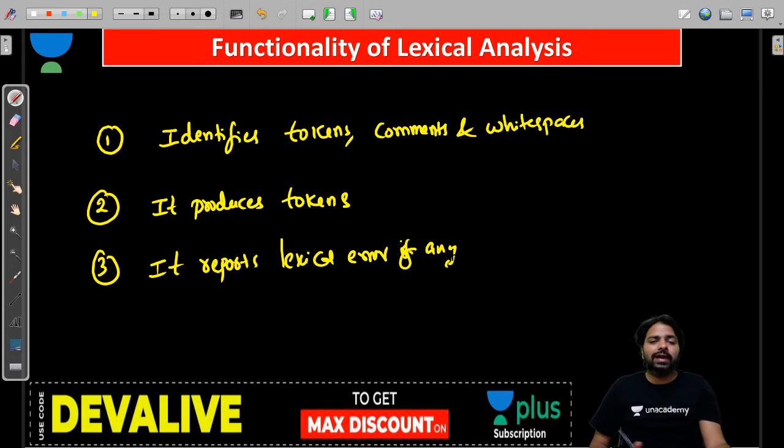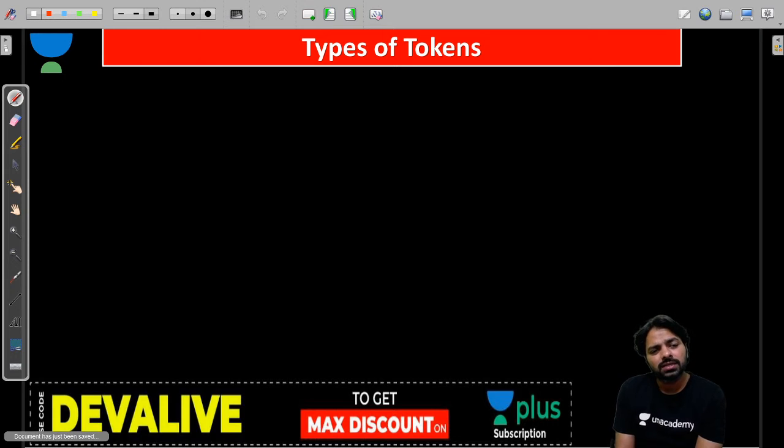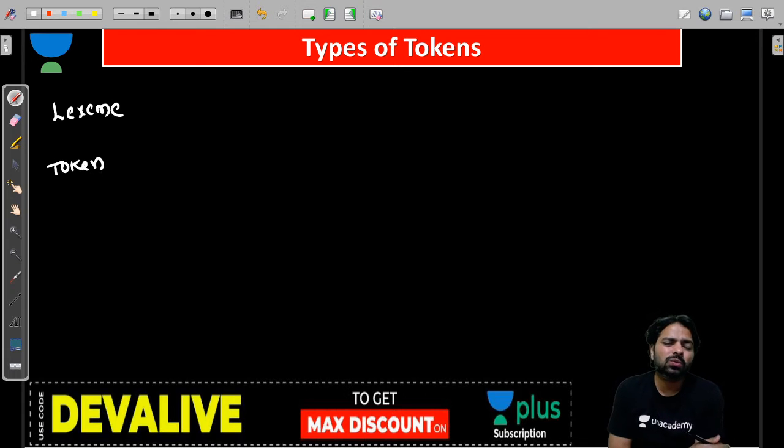Okay, let's move on. What is a token? What types of tokens are there? And first, you should know what a lexeme is and what a token is. Most people are not worried about these two words. Obviously you don't need to worry much, but you should know the minimum details of these two, so that you understand the difference between them.